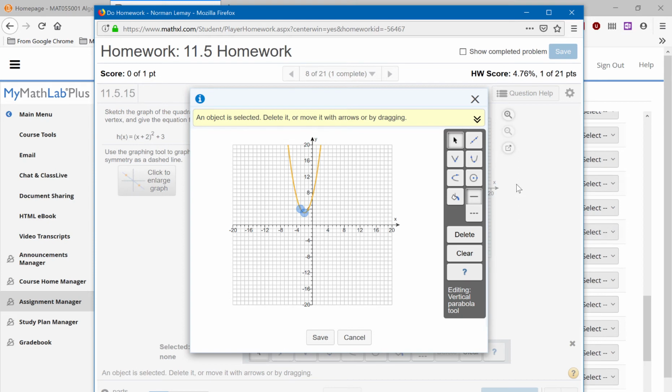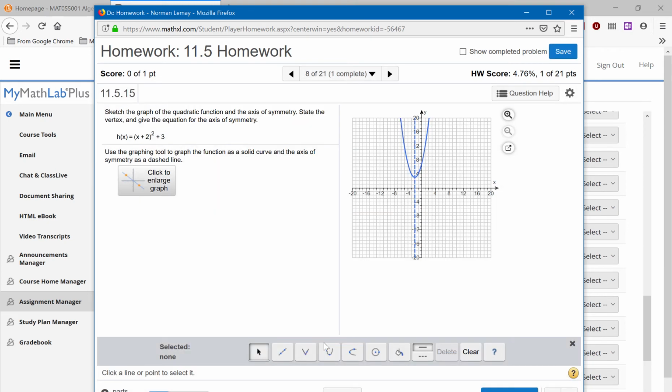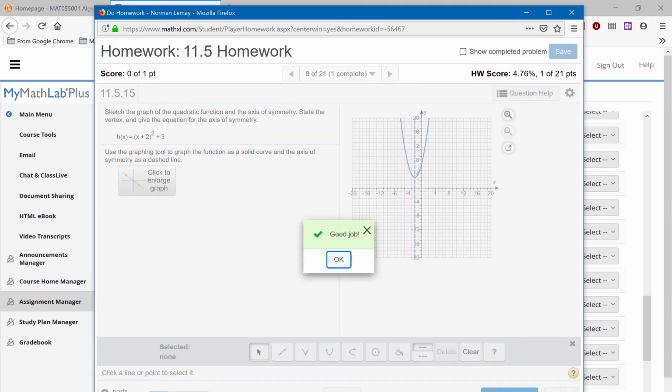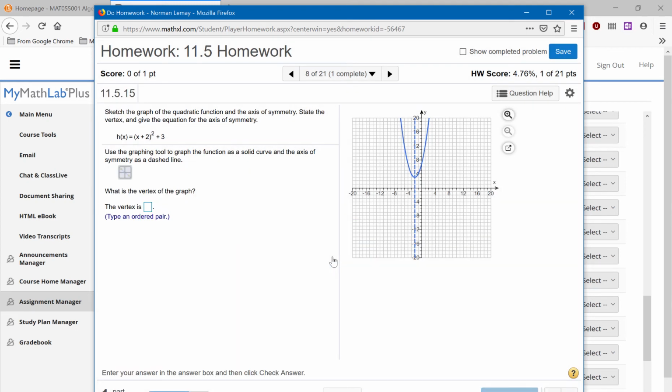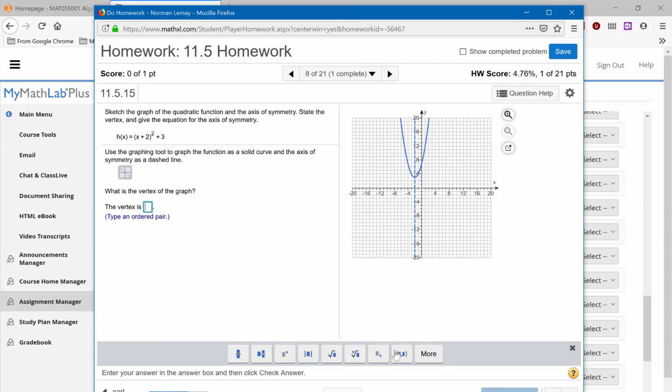And now if I come over here to the line and make that a dashed line, again, I need to come over here to -2. And again, see, there's my dashed line. All right. So we got all of that in there. Click Save. Check our answer. Got the right answer. That's always a nice thing. That way we can move forward.